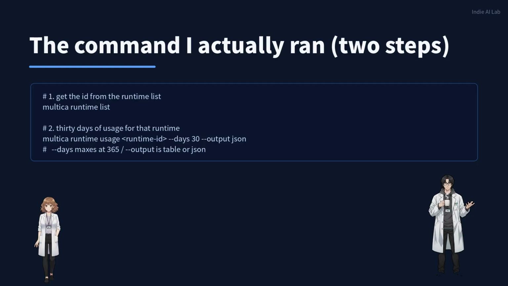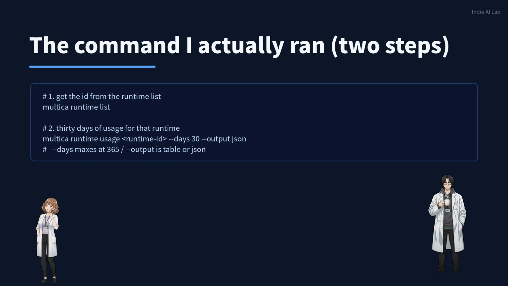2 steps. First, runtime list gets you the list of running runtimes and their ids. Then you hand that id to runtime usage, days 30. Add output JSON and it comes out in a machine-summable form. Leave it off and you get a table you can read. We ran exactly this to source check this video and saved the whole output.